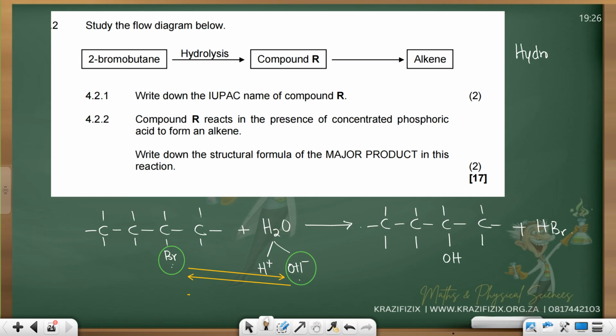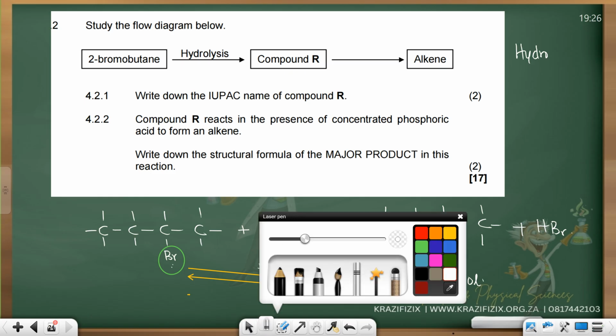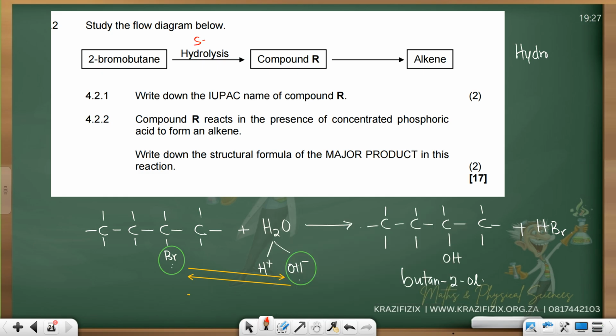Excess water. Write down the IUPAC name of R. That's very simple. Butane. Don't forget the AN. 2-what? All saturated. So the fact that they told me that it is hydrolysis, I already know this is a substitution reaction. Oh, so if this is saturated, this would also be what?